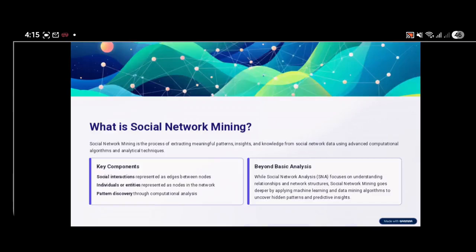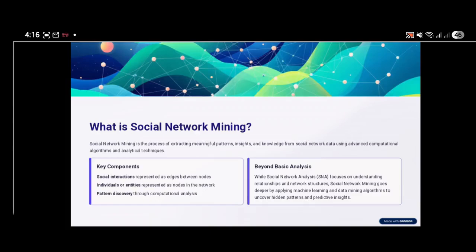So, let's establish a clear definition. Social network mining is the formal process of extracting meaningful patterns, insights, and knowledge from social network data. It does this by using advanced computational algorithms and a wide range of analytical techniques. The key components are simple to understand. First, we represent individuals or other entities as nodes in the network. Second, the social interactions or relationships between them are represented as edges. And third, the mining itself is the process of applying computational analysis to these nodes and edges to discover patterns.